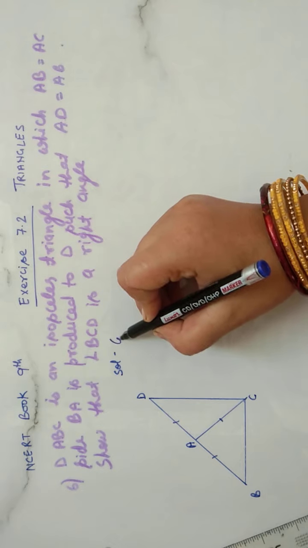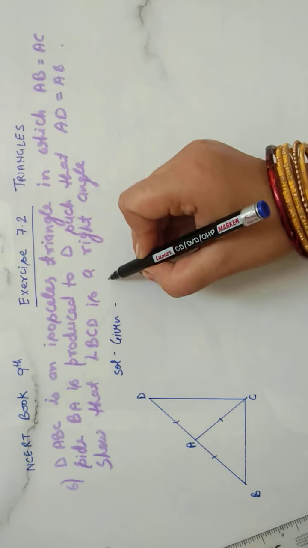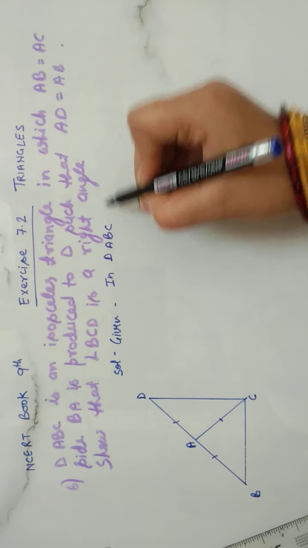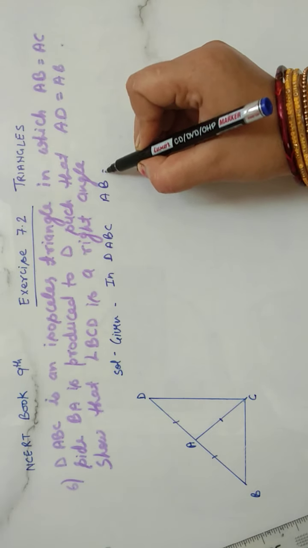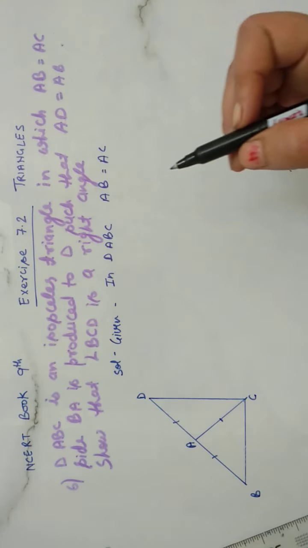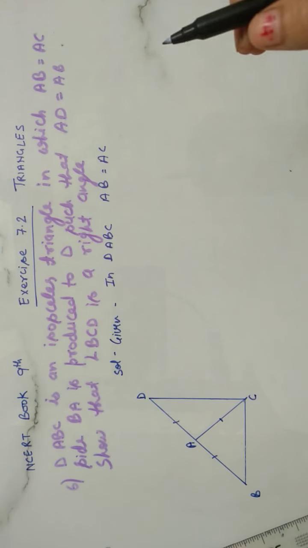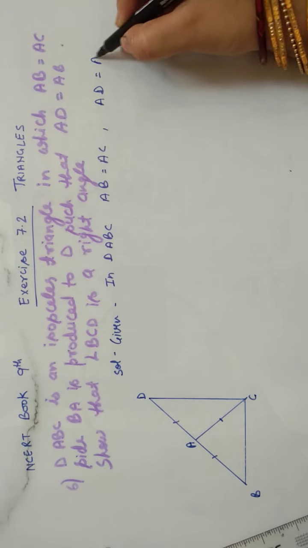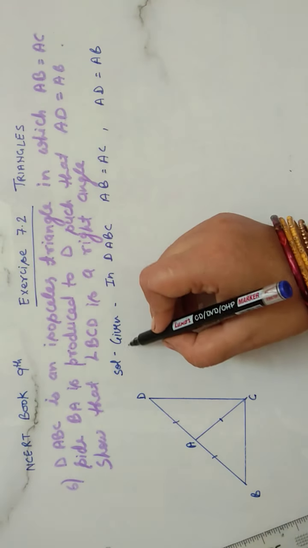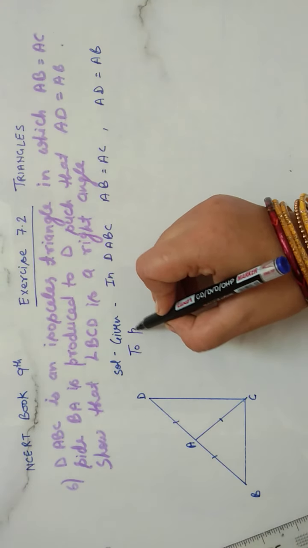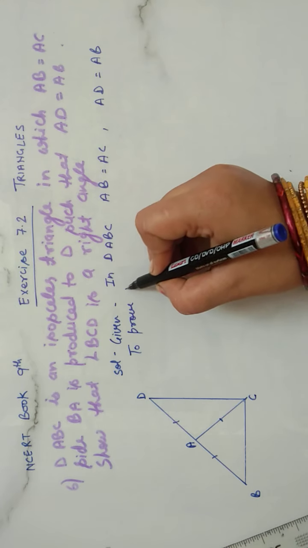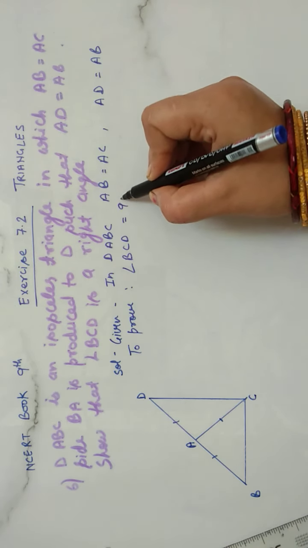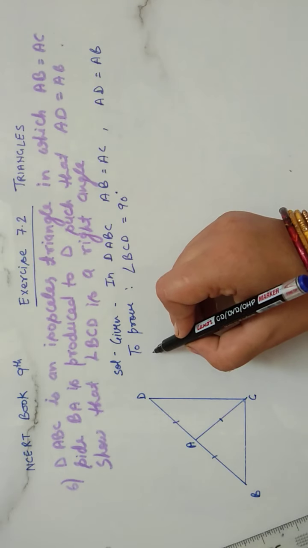Given, what is given to us? In triangle ABC, AB is equal to AC. And another thing that is given to us is that AD is equal to AB. Now to prove: angle BCD is 90 degrees. Now we will prove it.